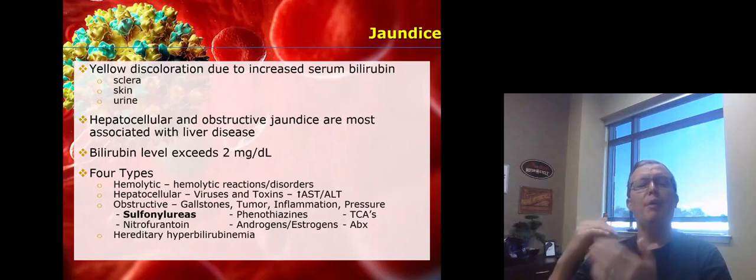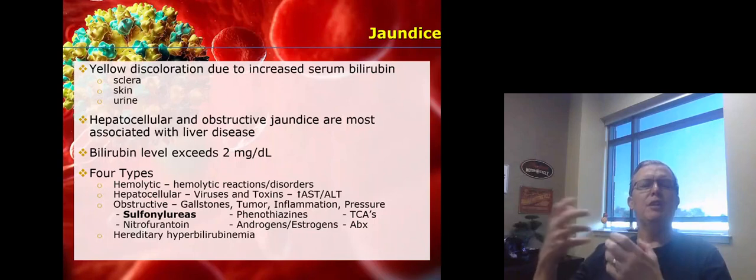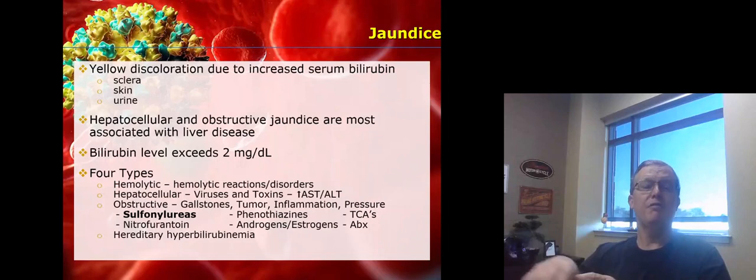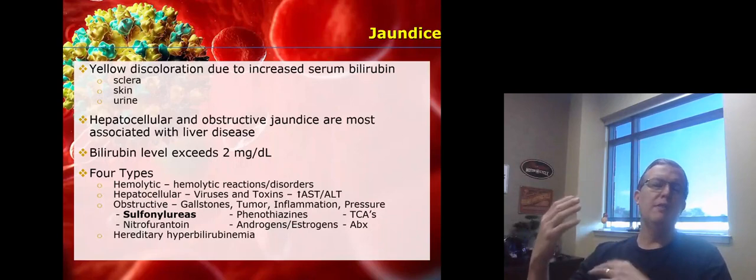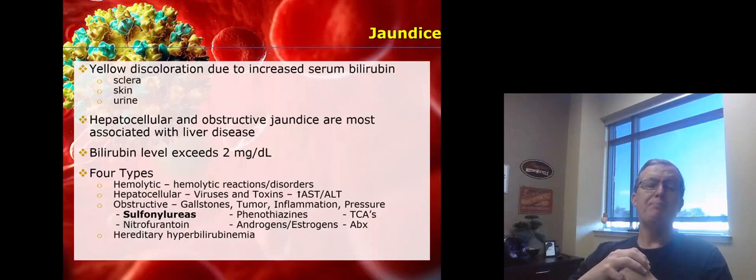Essentially, hepatocellular and obstructive jaundice are most associated with liver disease. There are some others down here I'm going to talk about in just a minute, but hepatocellular and obstructive are most commonly associated with diseases and processes within the liver itself. When you begin to see jaundice, that is a pretty good indication that your bilirubin levels are in excess of 2 milligrams per deciliter. They may even be higher than that. But when someone walks in and they're already jaundiced, that gives you an idea of where their bilirubin is probably going to at least be.